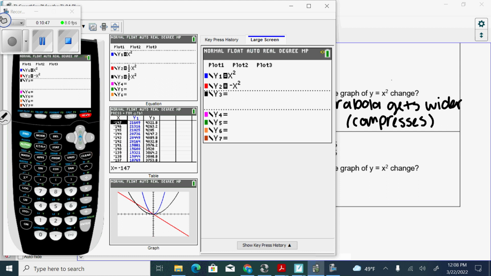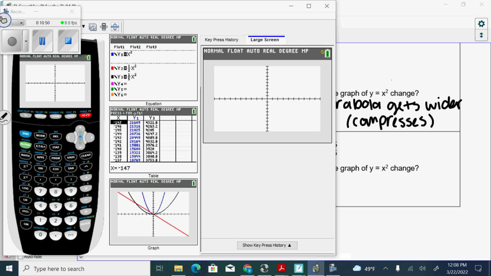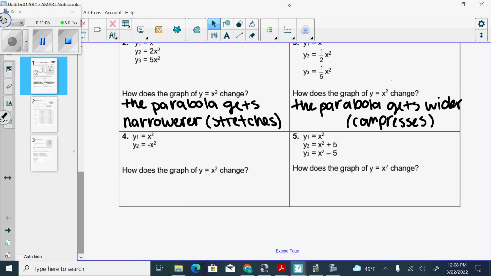All right, so I graph those. My x squared is there in blue, and my negative x squared is in red. So what's the difference between these two? Right, flips it upside down. Very good. So what does this do to our graph? We're going to say the parabola flips so that now it opens down, right?